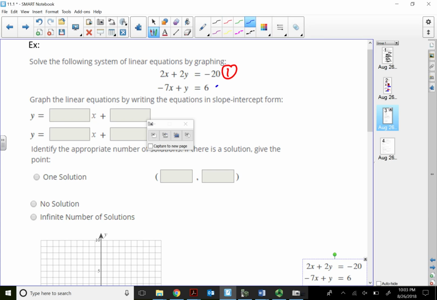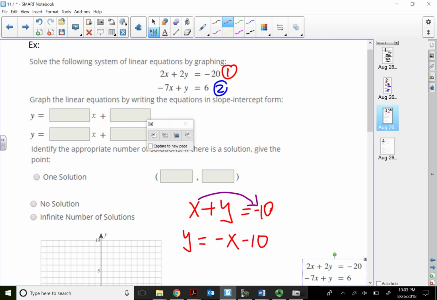All three terms are divisible by 2, so I get x plus y equal to negative 20, negative 10, excuse me. All right, since my variable term is positive, let it stay. So let's move my x over, and I get y equal negative x minus 10. So here I key in negative 1x plus negative 10.